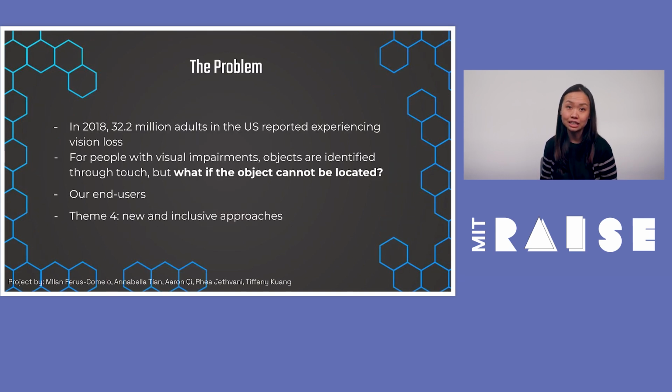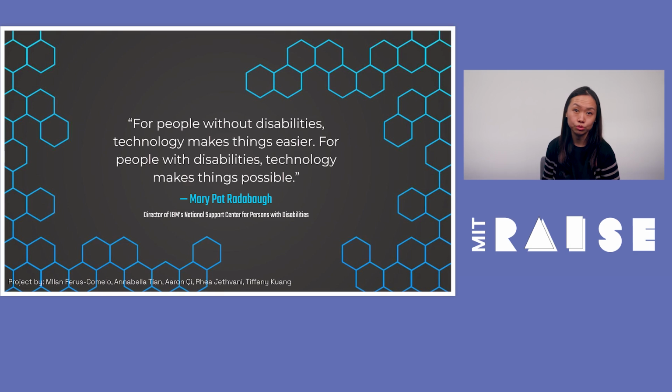In 2018, over 30 million adults in the US reported experiencing vision loss. For people with visual impairment, objects are identified through touch, but what if the object can't be located? So they tried to create a solution that can help folks with visual impairment locate objects better. They had some great quotes through user research. For people without disabilities, technology makes things easier, right? So they're really creating an impact with technology for this problem.